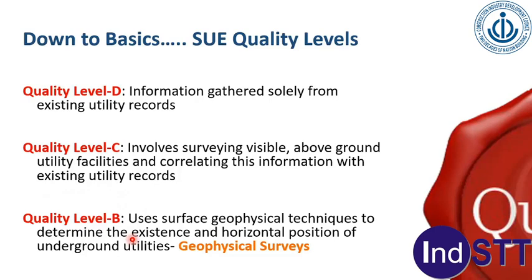This is, for example, Faridabad, the ULB map for the master sewer plan. This will be quality level D data. This again shows the presence of pipelines, all these green lines. This will be quality level D data.